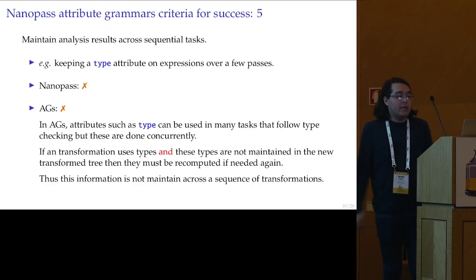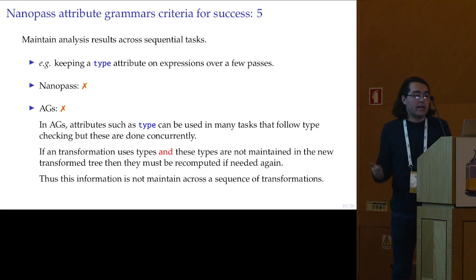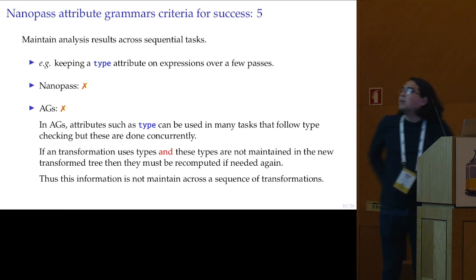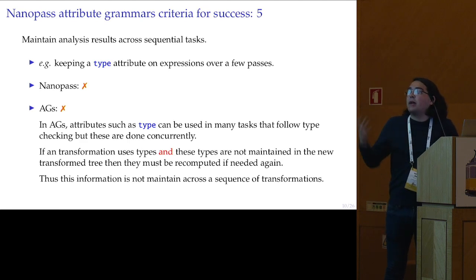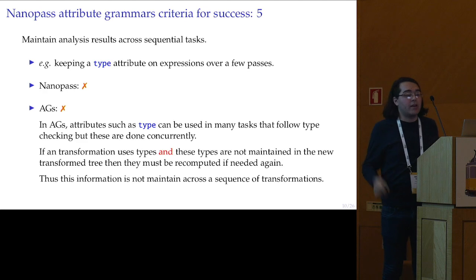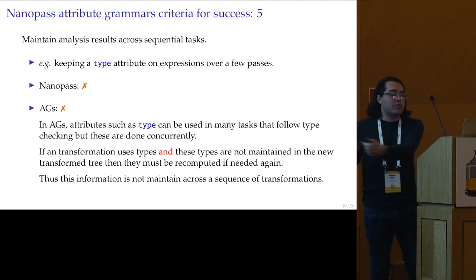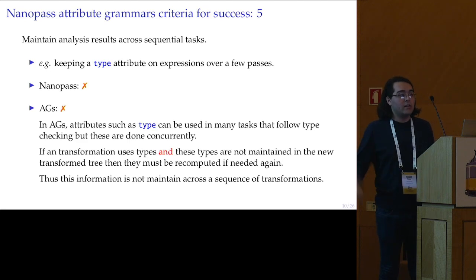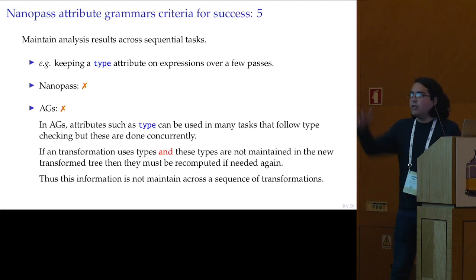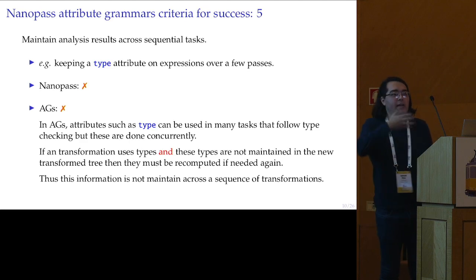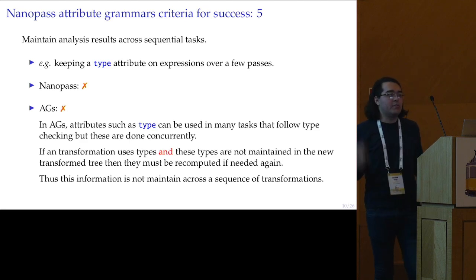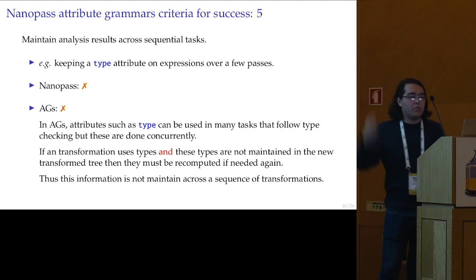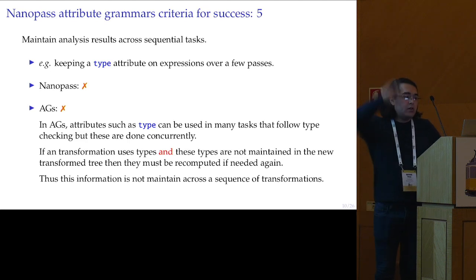Lastly, we want to keep the results of analyses across sequential tasks. This should actually be a check for Nanopass. If we have a type attribute we computed during type checking, we want to be able to save this and move it across passes pretty easily, even as we're rewriting the whole tree to get new trees. In the Nanopass framework, it's reasonably syntactically convenient to just add this as a new child and say, after this point, I've got a new child, and that's my type. It's a bit of boilerplate, but it's very manageable.